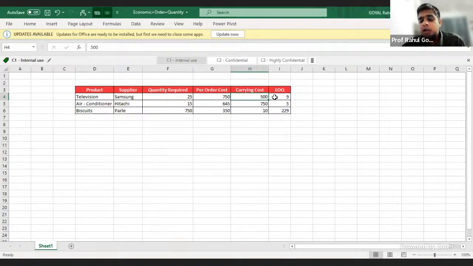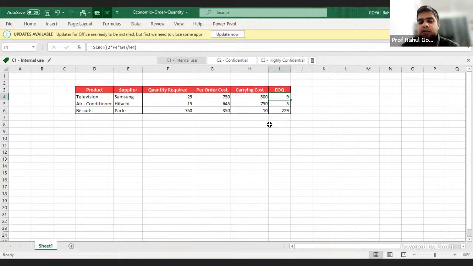So how do we arrive at a quantity which should be an economic order quantity, which will minimize both the holding cost, or carrying cost, and the ordering cost? We remember the economic order quantity was root of 2 into d into k upon h, where h was your carrying cost or holding cost. When you apply that formula, it says that 9 units should be your economic order quantity, which will minimize your total cost associated with the inventory.